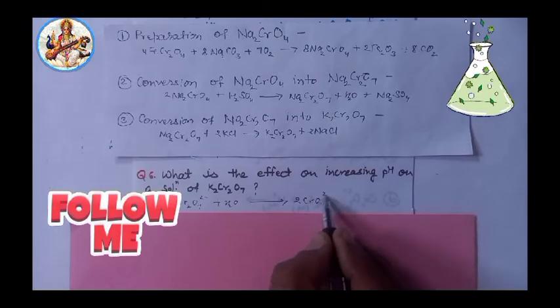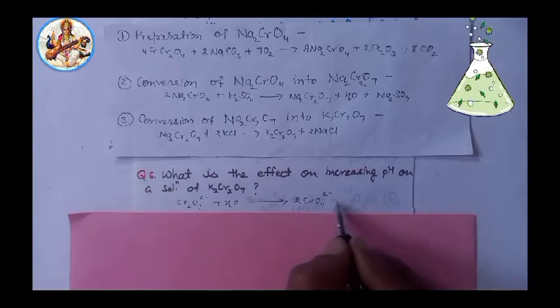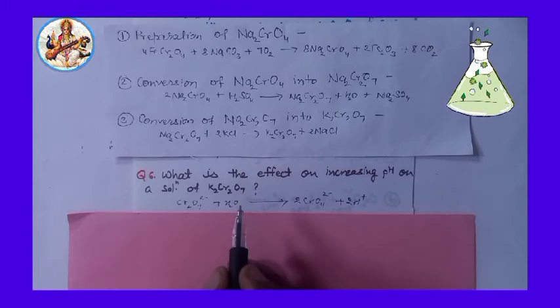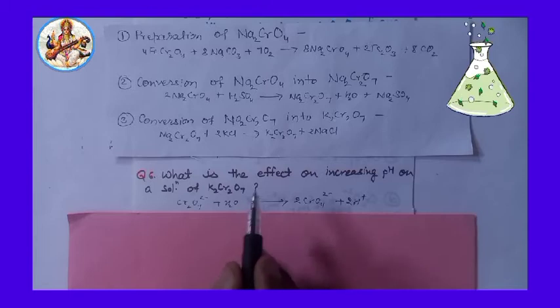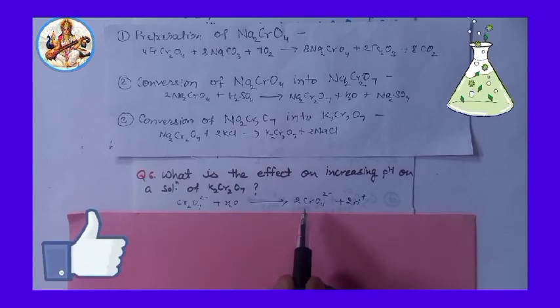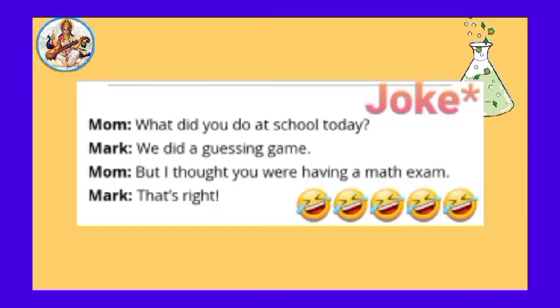So the yellow color of chromate ion is thus formed. pH increasing means alkaline medium. So, in other words, in alkaline medium, dichromate ion converts into the yellow chromate ion. Very important.